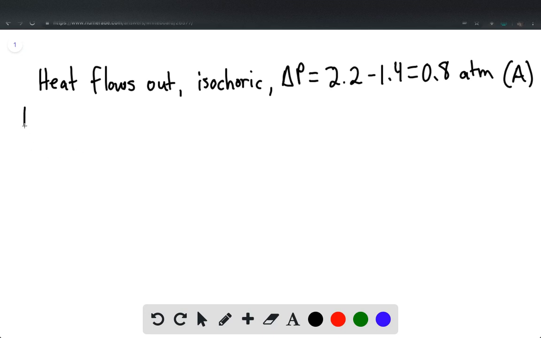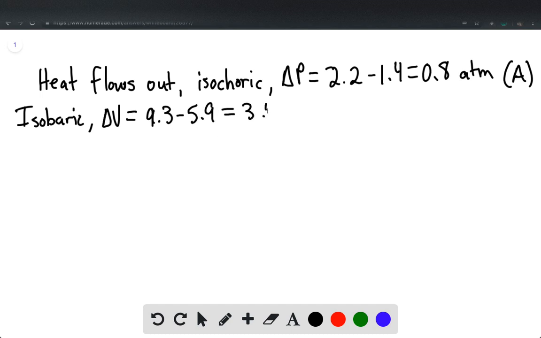And then we have an isobaric process, so we have a constant pressure with a change in volume. This is going to be 9.3 liters minus 5.9 liters. This is going to give us 3.4 liters. And we also have an associated temperature decrease. So this will be process B.